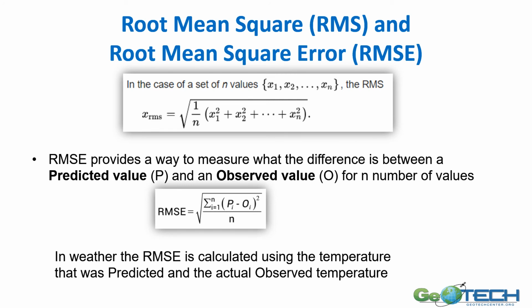Root mean square, RMS, and root mean square error. Again, these are equations that you should become familiar with. It's another button on many of the software packages, and we're looking at the square root of the number of entities in your data set, and each of the entities are squared, added together, and then divided by the number of entities. Root mean square provides a way to measure the difference between the predicted value from your equations and what you actually observed, or the O, for a number of values. Here, weather gives you a good example. You can predict the weather and get a predicted temperature, but then you can compare it to the actual temperatures and see what your error was.